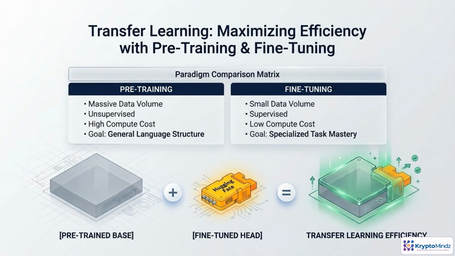Transfer learning is the bridge between huge general models and your small specific project. Pre-training does the heavy lifting, massive data, lots of compute, broad language knowledge. Fine-tuning is the lightweight step, your dataset, your labels, your task. You're not starting from scratch, you're customizing a powerful base. Tools like Hugging Face hide much of the complexity, so even beginners can reach strong, production-ready results with limited resources.